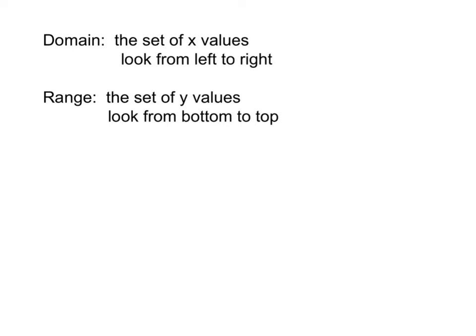Okay, so far with functions, we've talked about the domain of the function, which is all the x values, and the range of the function, which is the set of y values. The domain, we want to look from left to right, and for the range, we want to look from the bottom to the top. Remember that we use square brackets if the graph touches a value, and we'll use parentheses when the graph does not touch that value, including infinities.